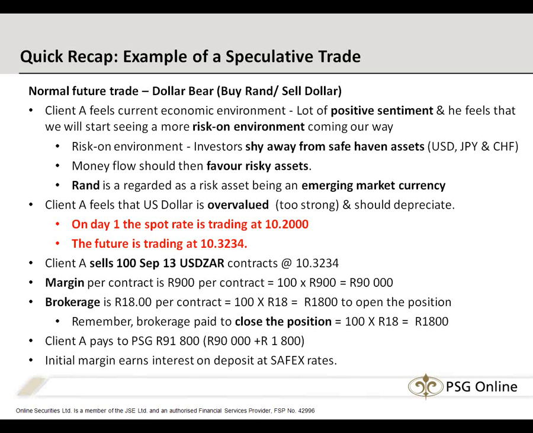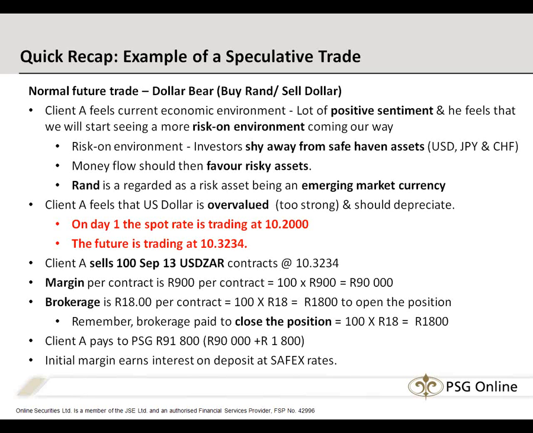So anyway, this client, he feels that the US dollar is overvalued. In other words, it's too strong, and it should depreciate. So you'll see on the next slide now, I'll have a bit of an Excel spreadsheet so you can see the flow of funds. On day one, the spot rates. So this is where the difference comes in now. We're not trading Forex. We are trading currency futures. So, but it's always important to have a view on what's happening, or have an idea where the spot rate is. So the spot rate in this situation is trading at 10.20 to the dollar.